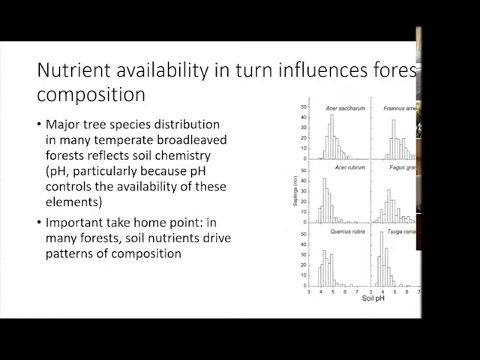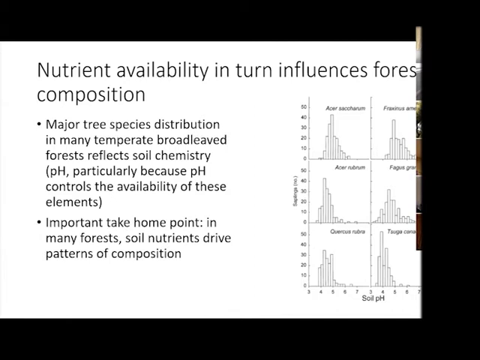What ends up happening, and what you can see here, is six of the main species. If you're not familiar with these, there's sugar maple, Acer saccharum, that's where you get maple syrup from. Fraxinus americana, that's an ash species. We've got Fagus grandifolia, that's our American beech. Acer rubrum, probably the most common and fastest growing maple on the East Coast, red maple. And Quercus rubra, which is eastern red oak, and then Tsuga canadensis, which is eastern hemlock.